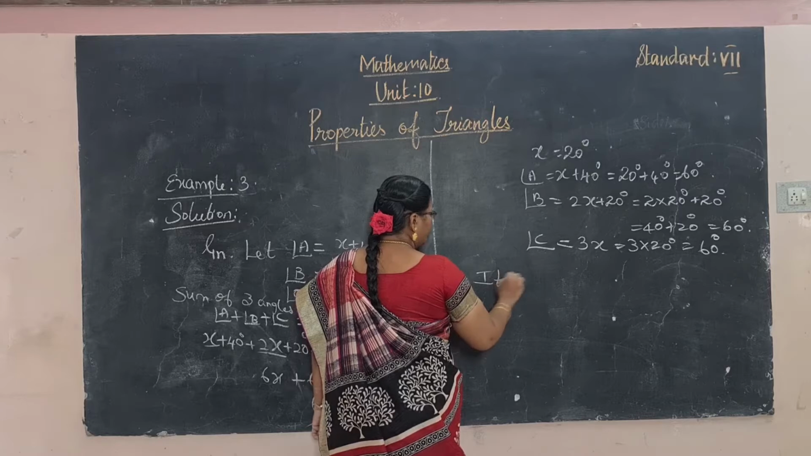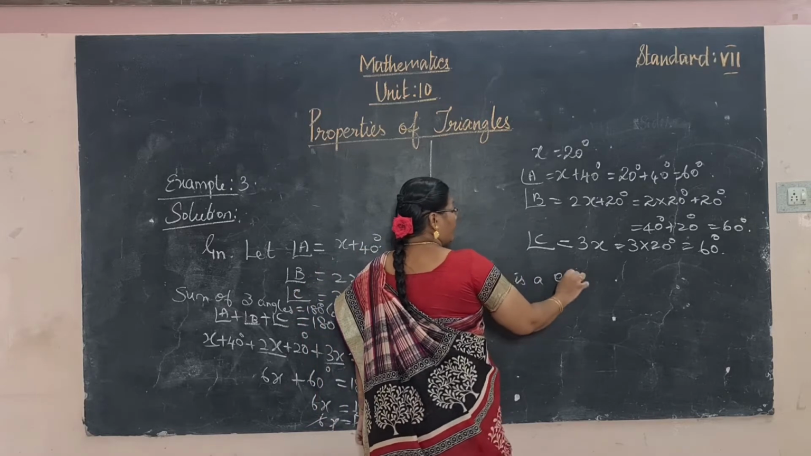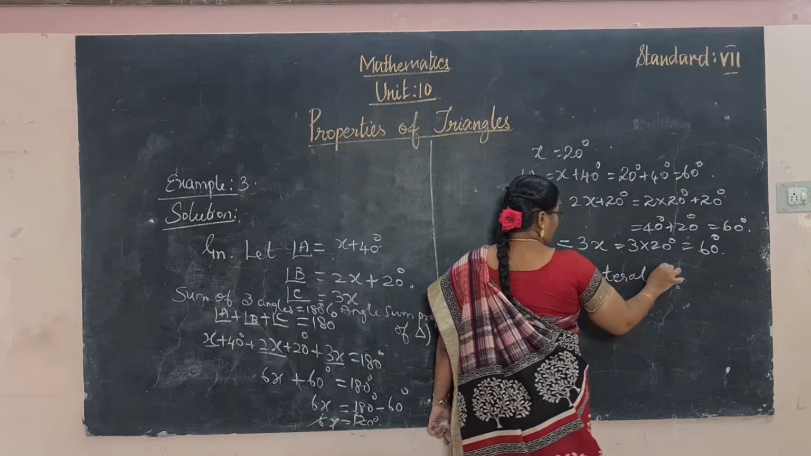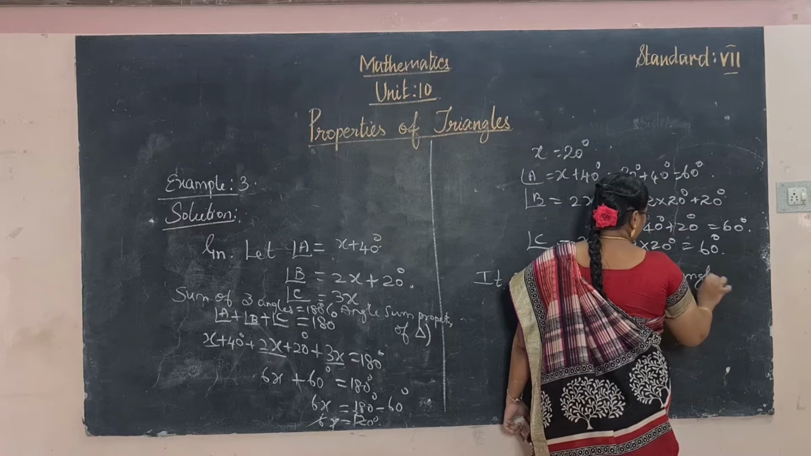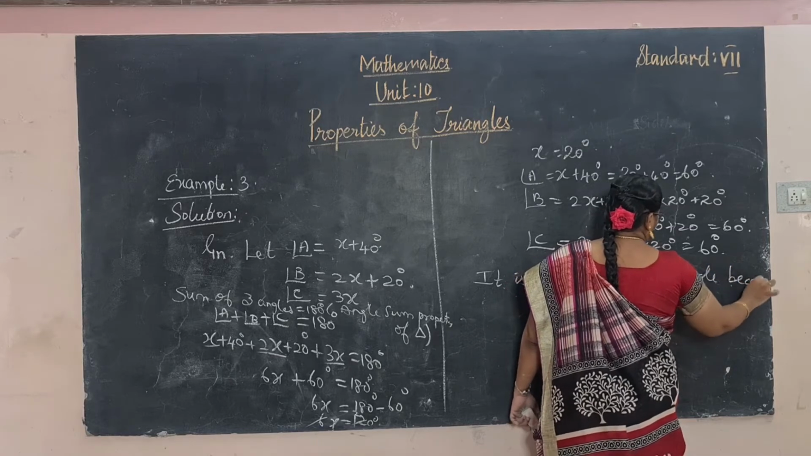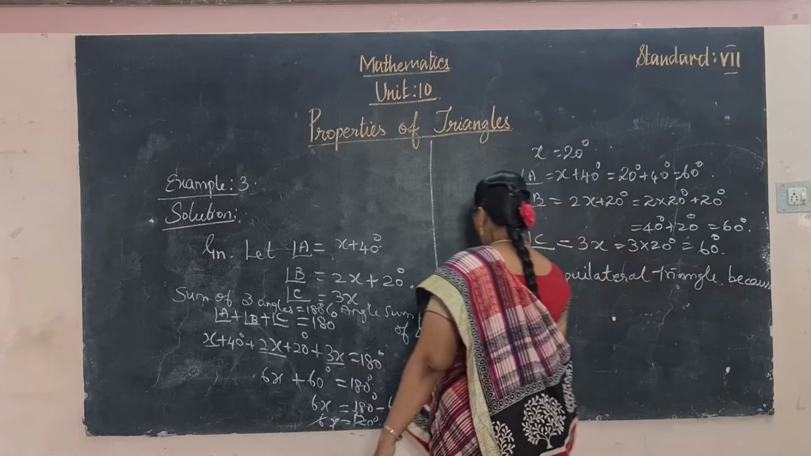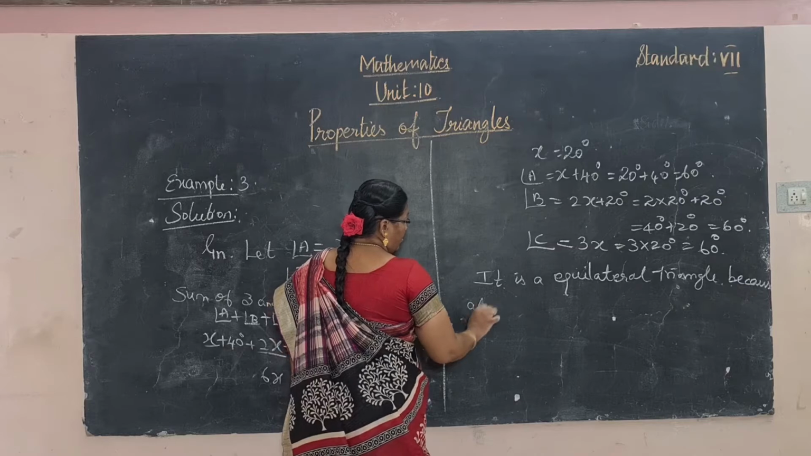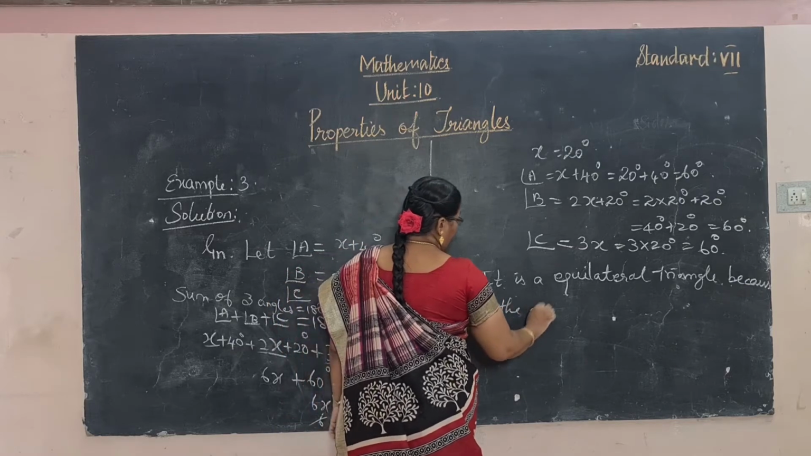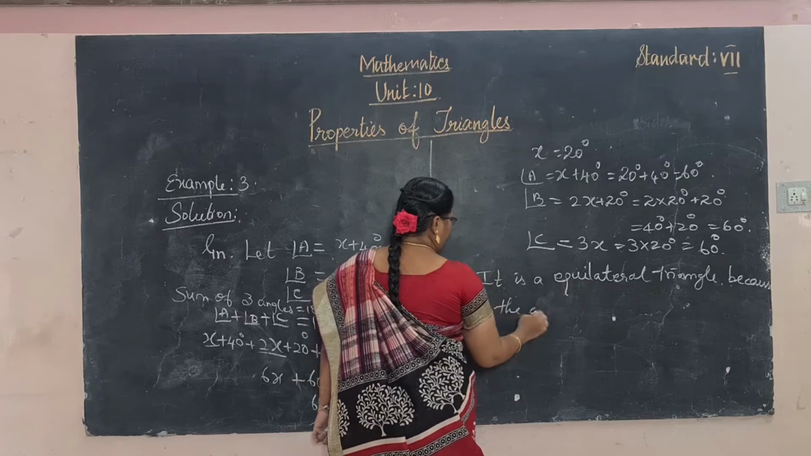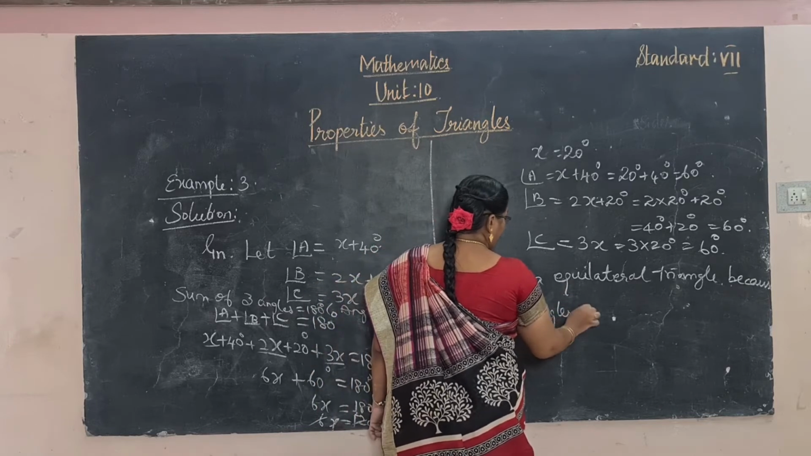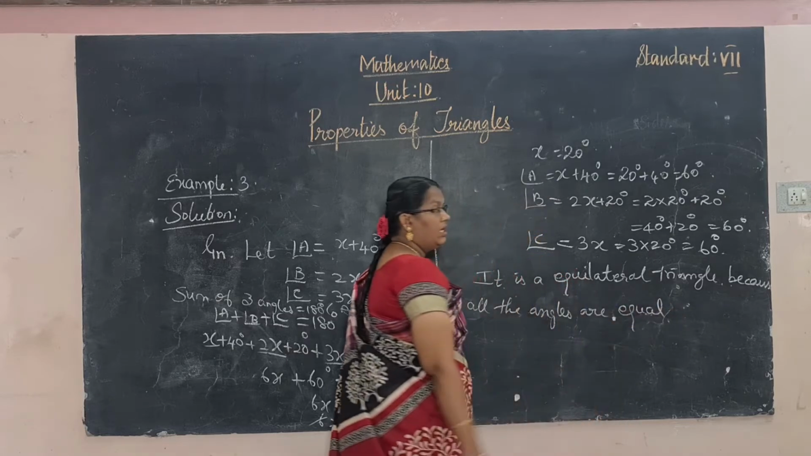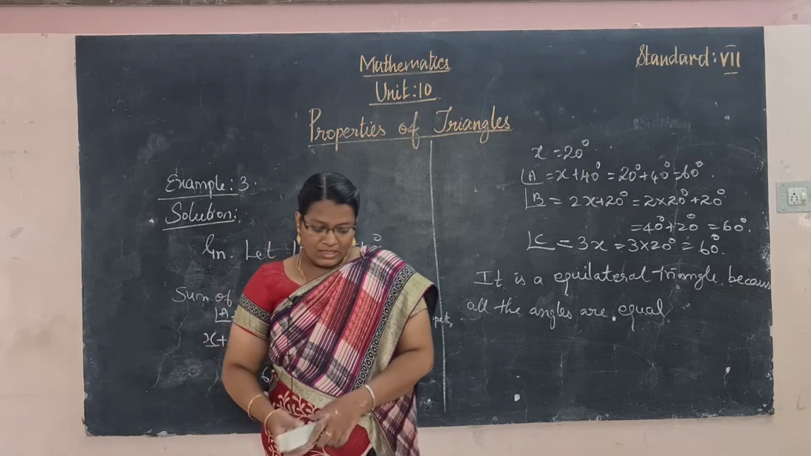It is an equilateral triangle because all the angles are equal. And see the next one.